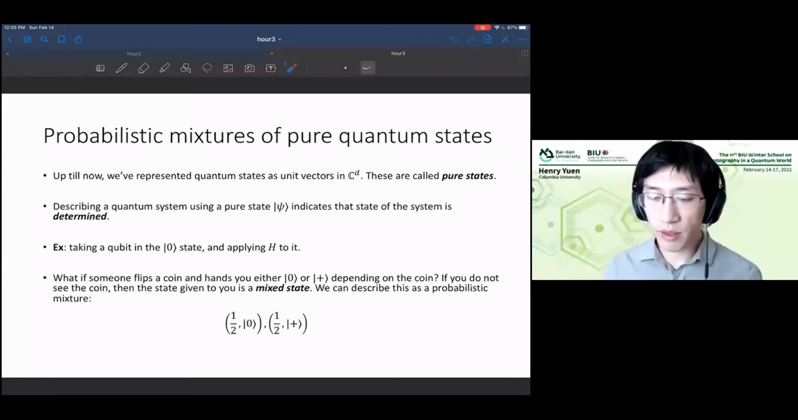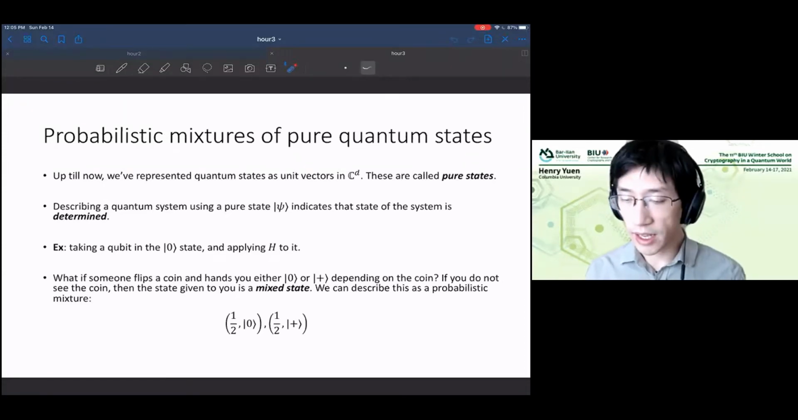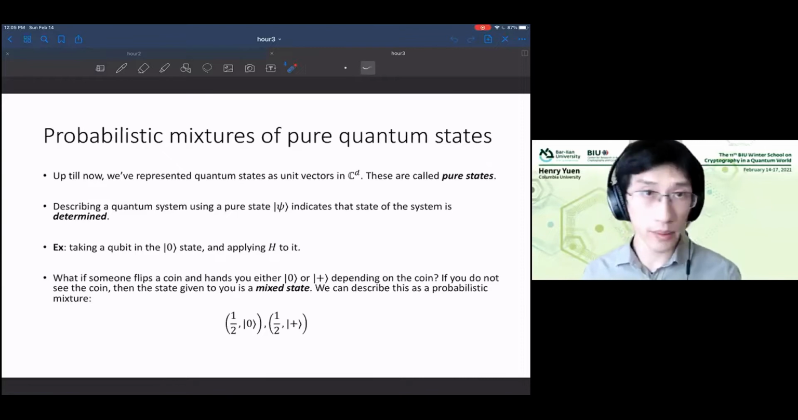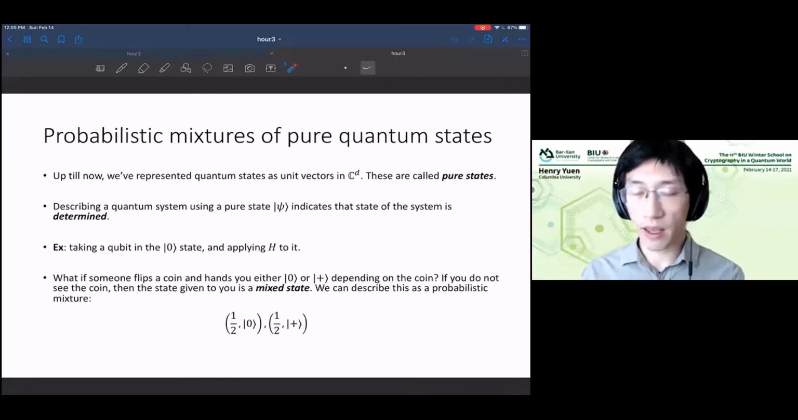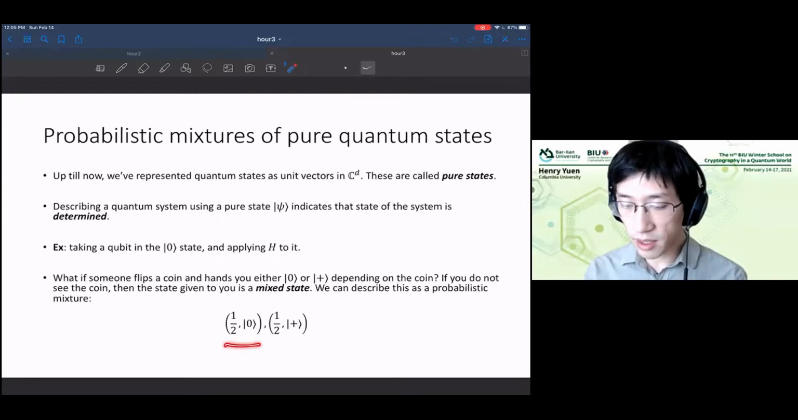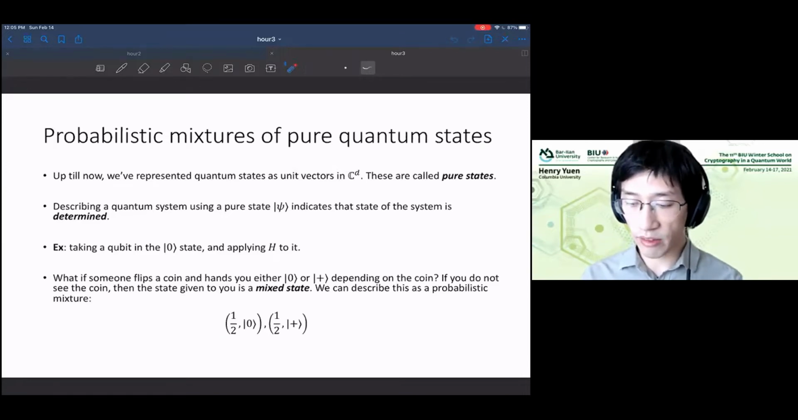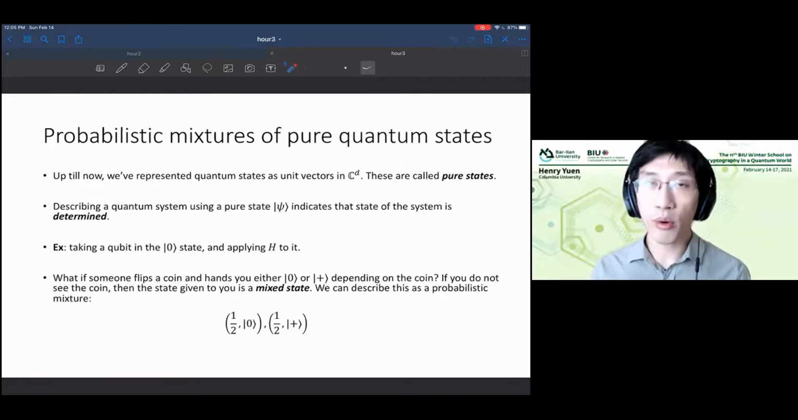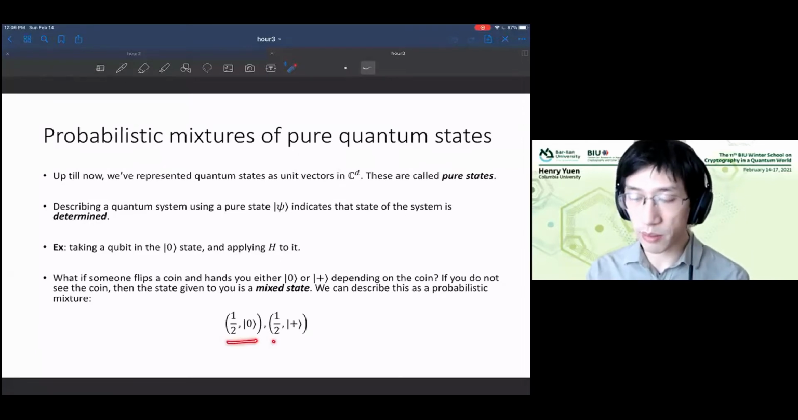But let's say that someone behind their back flips a coin, and depending on the outcome of the coin, hands you either the 0 state or the plus state. And they give you this quantum state, but you don't know what the coin is. So the only way to describe the quantum state that they gave you is through something called a mixed state. And we say that it's a probabilistic mixture of, say, 1/2 probability 0 and 1/2 probability the plus state. What's important is that this is different from saying the equal superposition of 0 and plus, right? That is a different thing. That would be a pure state. But here we're saying that it's a probabilistic mixture.